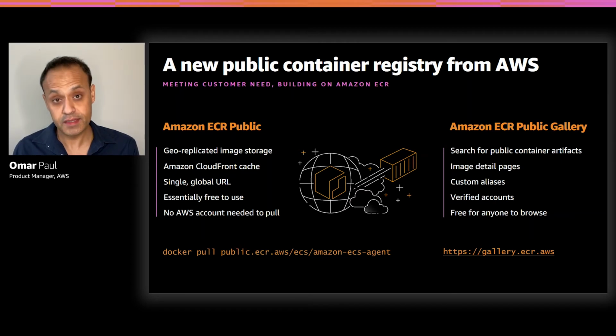We will get into that in subsequent slides. The gallery is a discovery portal, a place where anybody can quickly search for container software that's been published, learn more about these images, and get the URL to access it. Both do not require the use of an AWS account. You can find the gallery at gallery.ecr.aws.